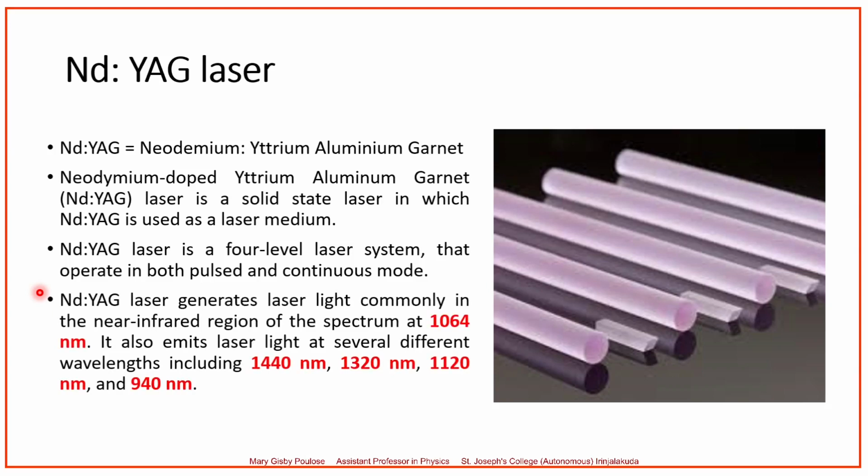Now this Nd:YAG laser generates laser light commonly in the near infrared region, that is at 1064 nanometers. It also emits laser light at different wavelengths like 1440 nanometers, 1320 nanometers, 1120 nanometers and 940 nanometers. In this, the most popular wavelength is 1064 nanometers.